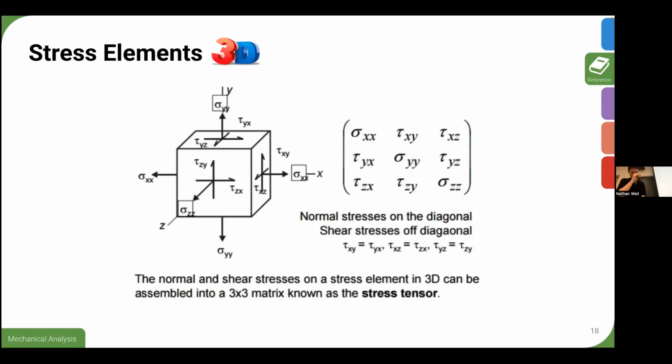Yeah. Just start debating dimensions, actually. That's the right use of class time.